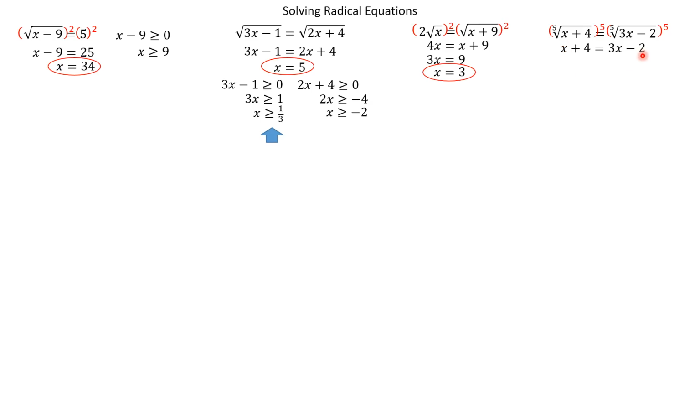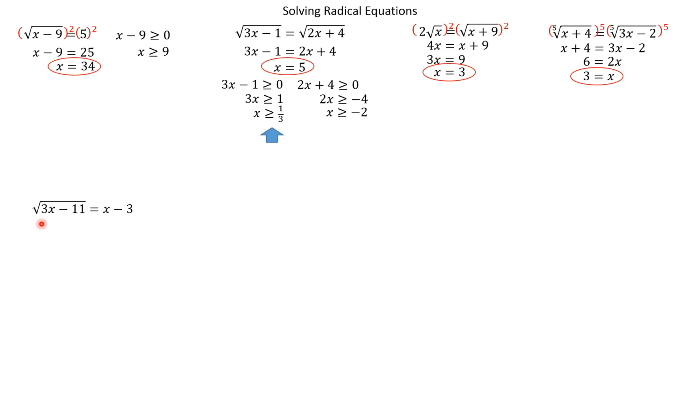We can subtract the x over, add the 2 to get 6 equals 2x. Divide by 2, x equals 3. Plug it in. We have the fifth root of 3 plus 4 is 7. All right, don't know what that is, 1 point something. And the fifth root of 9 minus 2 is 7. Again, fifth root of 7 equals fifth root of 7. X equals 3. And so do you see how these are all kind of the same? Let's keep working because there's some that are going to be a little bit different.